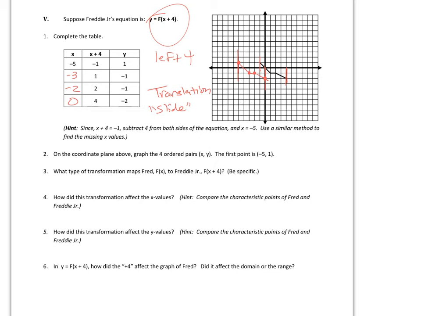Because I didn't affect the y values, the range stayed the same. So the range was exactly what it was before, from -2 all the way up to +1.